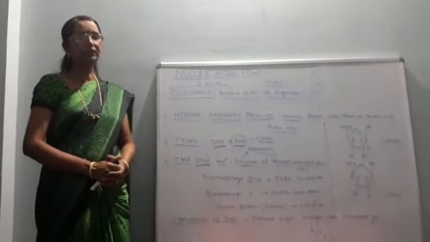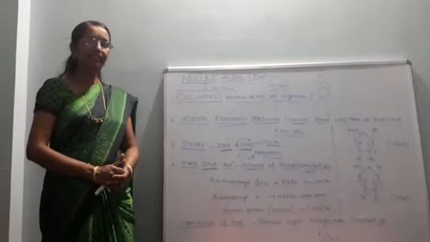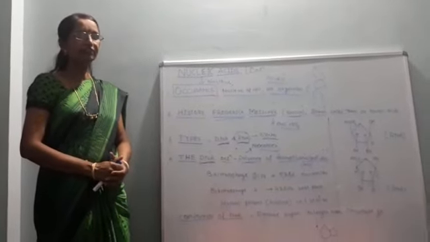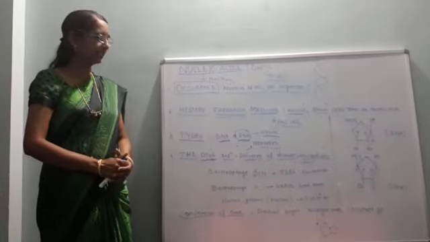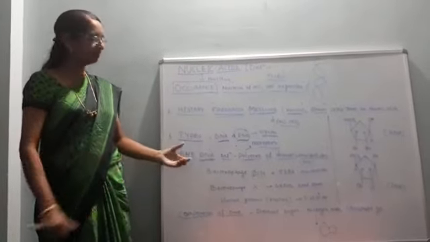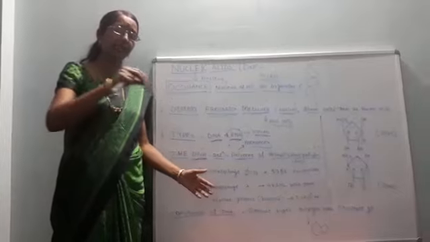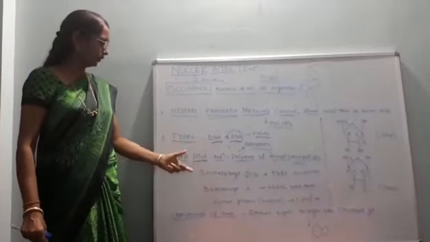Okay, students. So it is very clear to you the definition of the DNA. DNA is a polymer of deoxyribonucleotides. So it is made up of a number of nucleotides. DNA is made up of a number of nucleotides, which are the repeated units of the nucleotide.